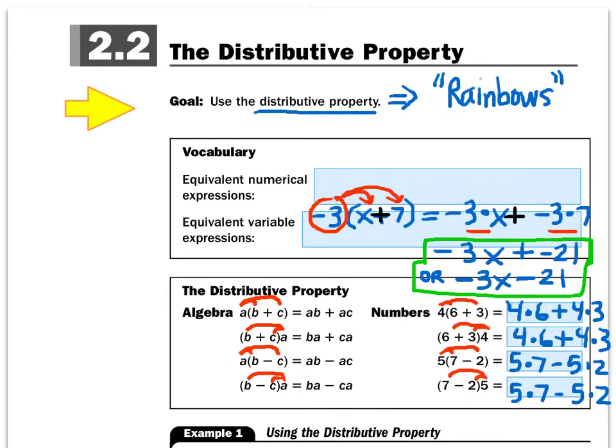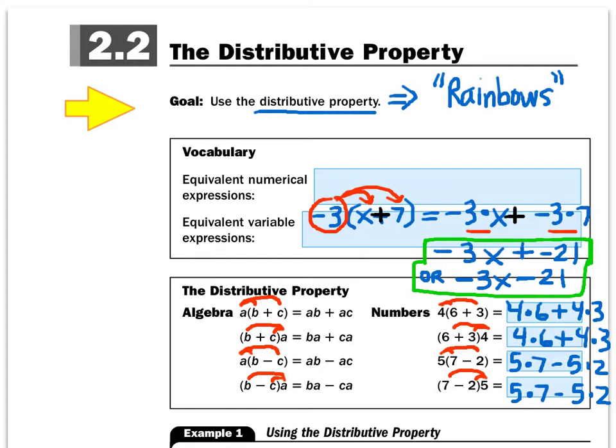Now you can leave your answer as -3x plus -21, or you can think about the definition of subtraction. Remember here it looks like they added a line and changed the sign. Well, we can undo that. And so we could also write it as -3x minus 21. It's just a matter of getting used to it.